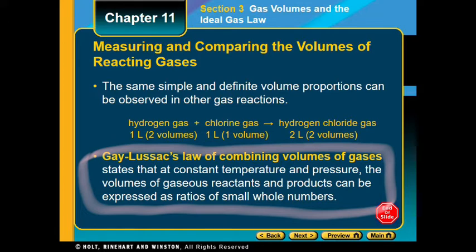If we were to put the formula in on these, hydrogen gas we've got is H2, chlorine gas Cl2, hydrogen chloride gas, which is HCl, and balanced it would be 2 HCl there. And the ratio of those gases would be 2 to 1 to 2.